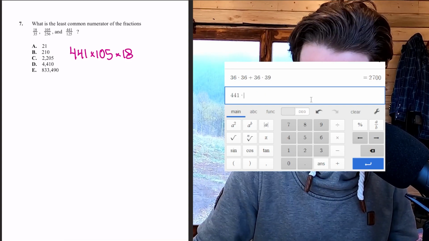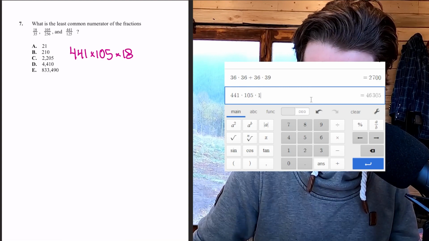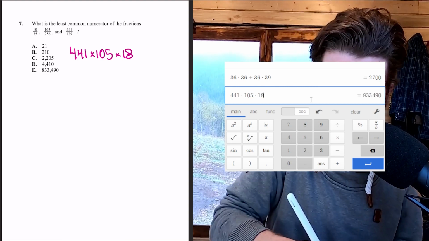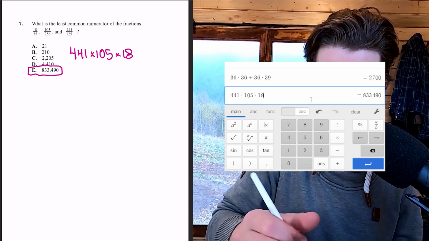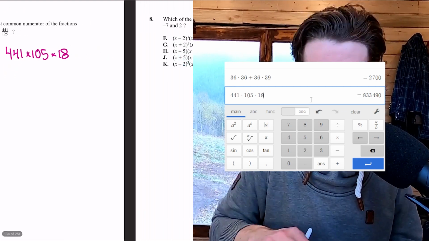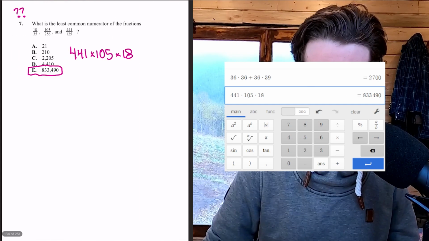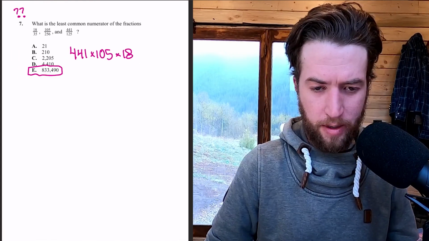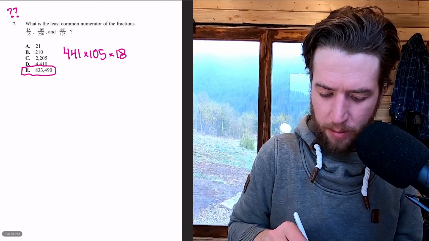441 times 105 times 18. This number, 83,490. I feel questionable at that one at best, but I don't really want to spend time on it. I don't really know what they mean by least common numerator. I guess could we simplify, whatever.